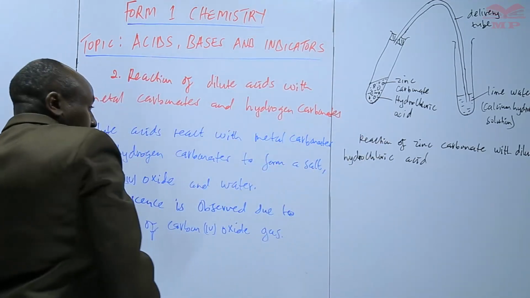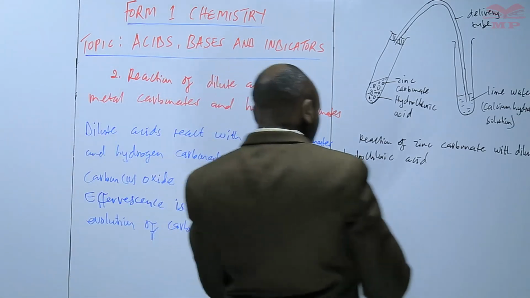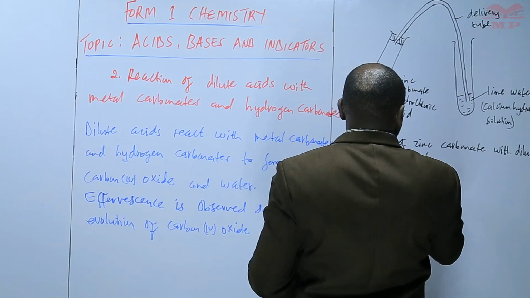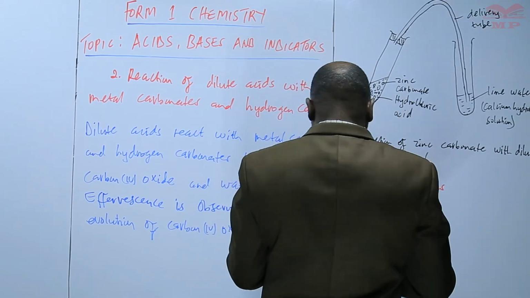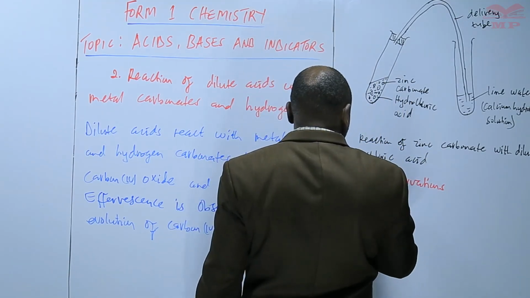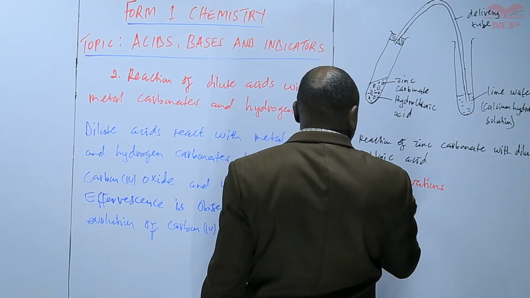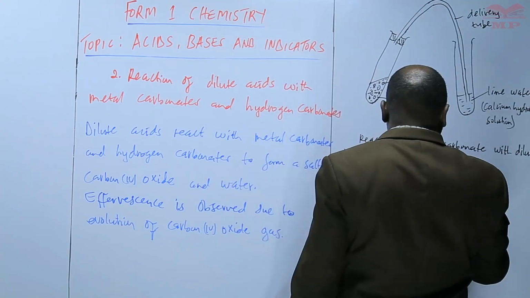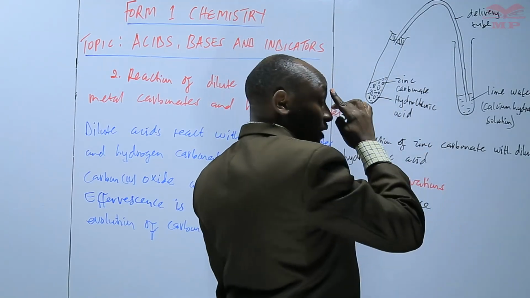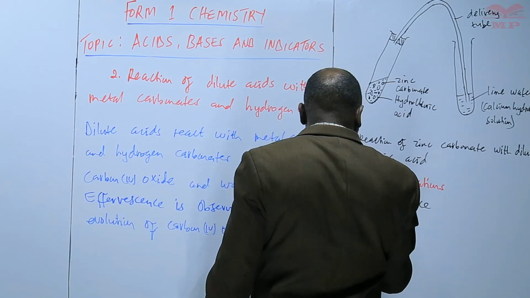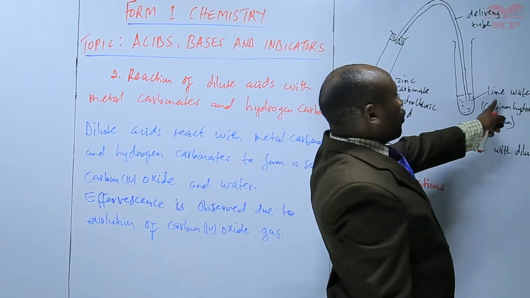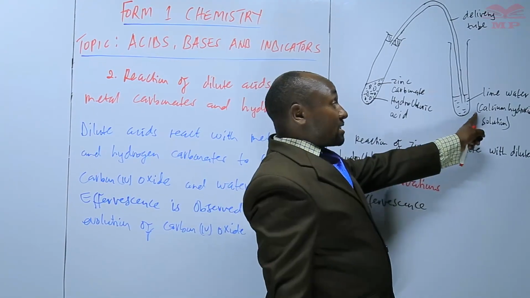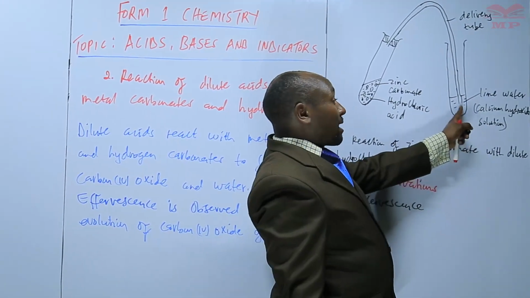So just to explain here, observations: one, there will be effervescence, bubbling, and this is due to evolution of carbon 4 oxide. And number two, the lime water or the calcium hydroxide solution forms a white precipitate. It becomes white from colorless.